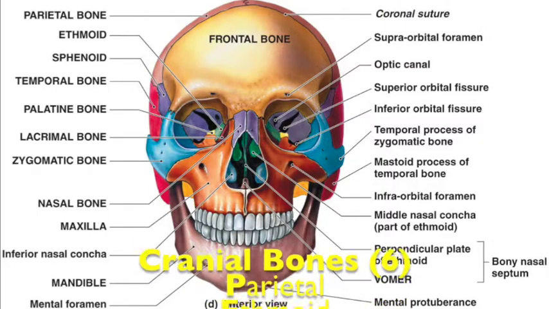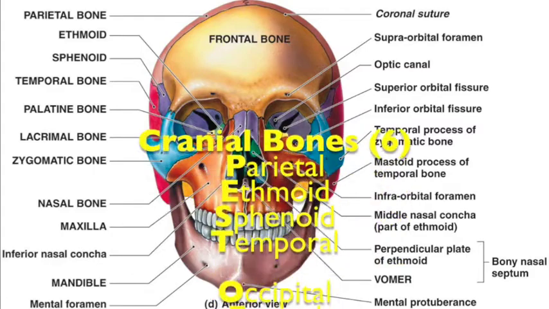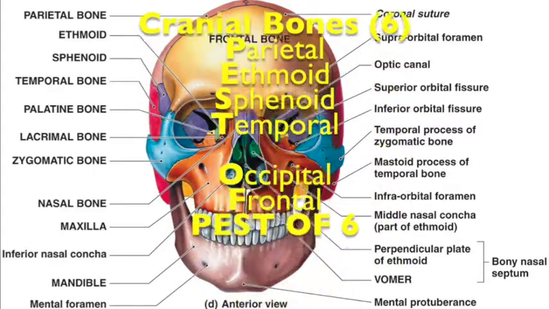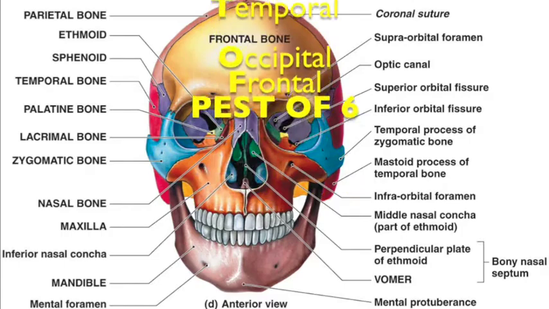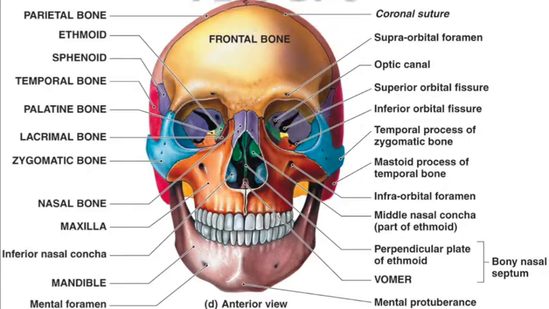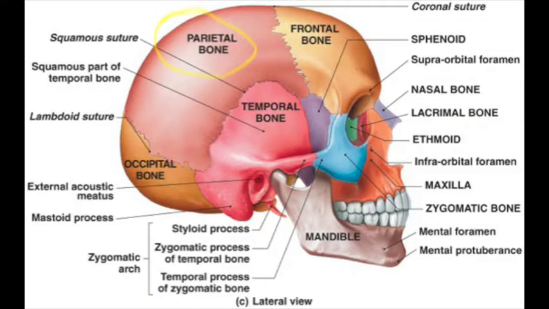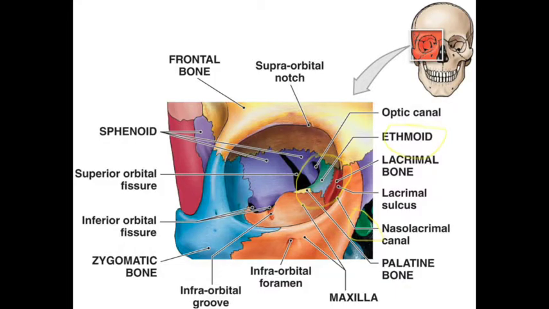Cranial bone is composed of the parietal, ethmoid, sphenoid, temporal, occipital, and frontal. You can remember this by the pest of 6. Here's the parietal bone, the sphenoid, the temporal bone, the occipital bone, and the ethmoid.